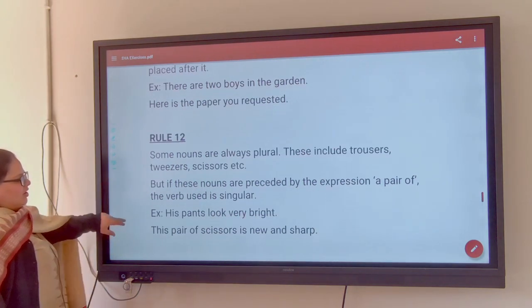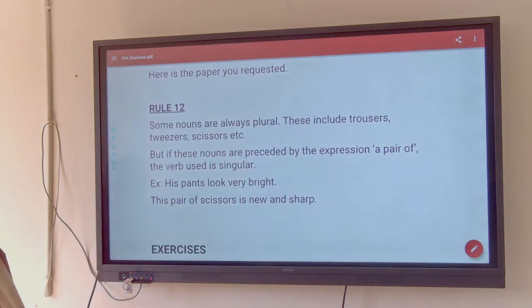Okay, last but not the least, we're talking about rule number 12. There are certain nouns in the English language which are always written as plural. A pair of pants, a pair of scissors. They are always written as plural. Scissors are always plural, pants are always plural, a pair of shoes is always plural. So they always come with an S.